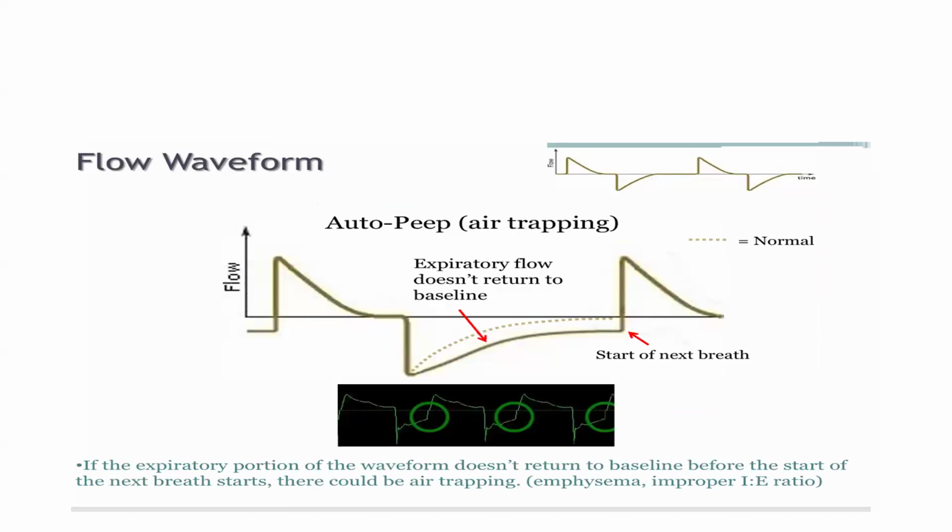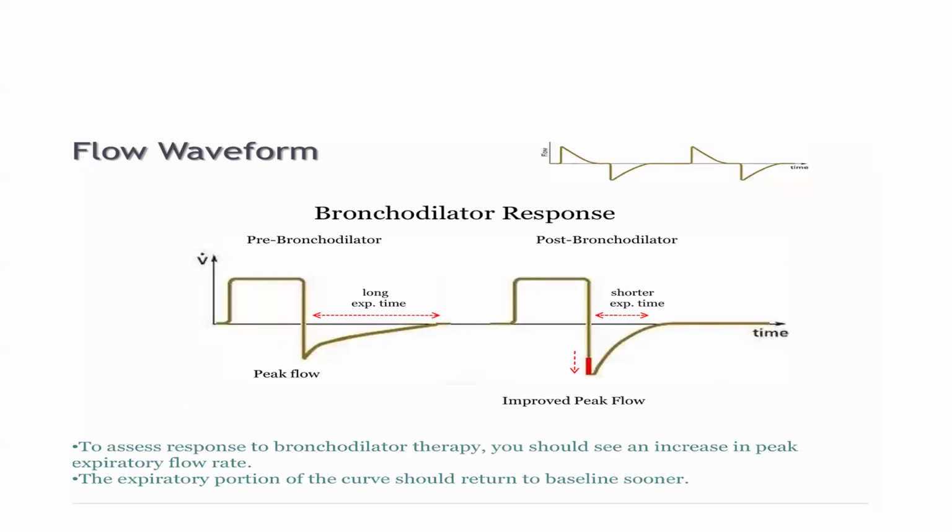In auto-PEEP, if the expiratory portion of the waveform doesn't return to the baseline before the start of the next breath, there could be air trapping. Now, to assess the response to bronchodilator therapy, you should see an increase in the peak expiratory flow rate. The expiratory portion of the curve should return to the baseline sooner.